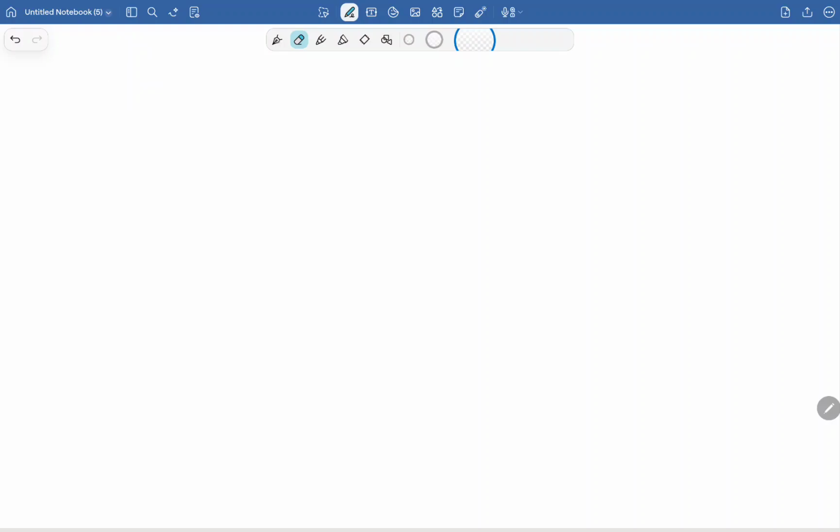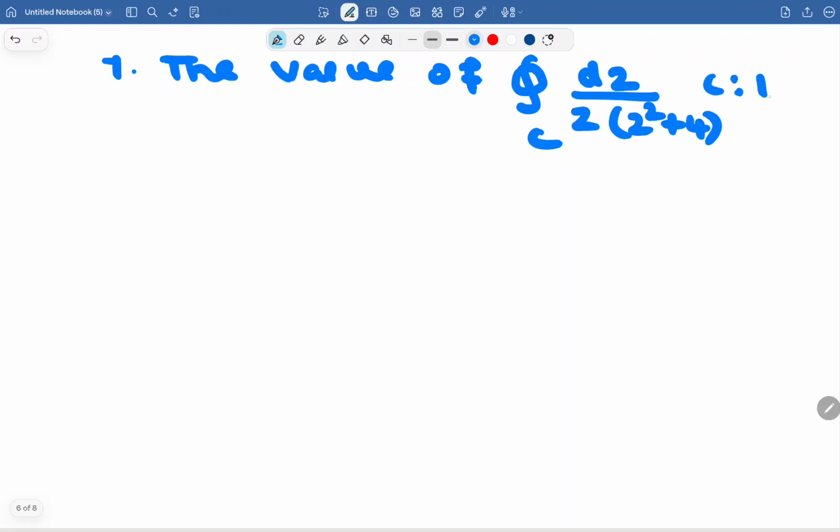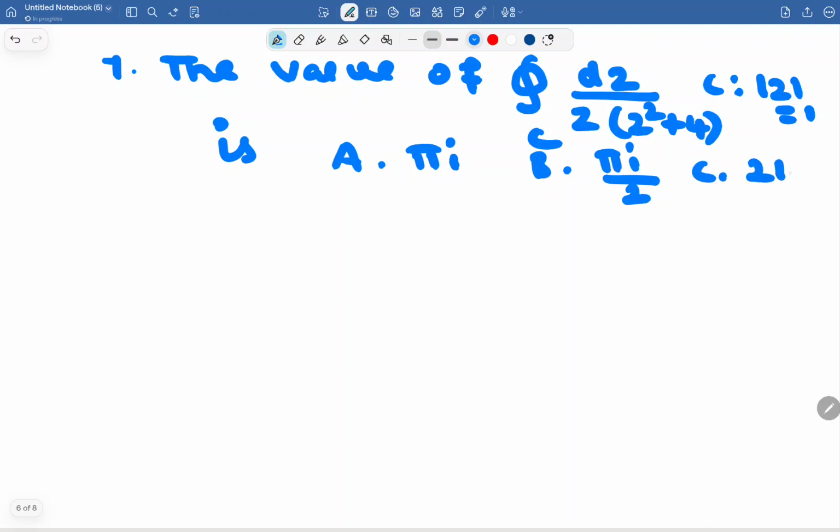Problem number 7. The value of the closed integral over C of dz by z into z square plus 4, such that mod z equal to 1, is: option A, pi I; option B, pi I by 2; option C, 2 pi I; option D, pi I by 4.